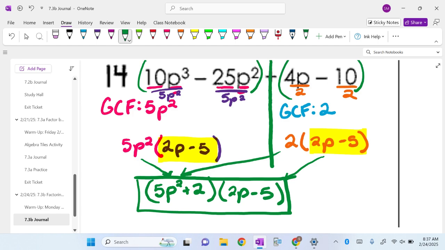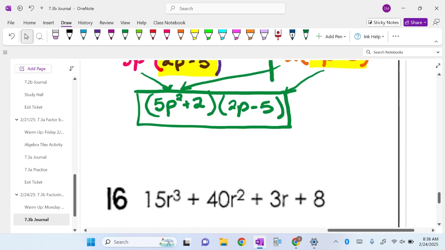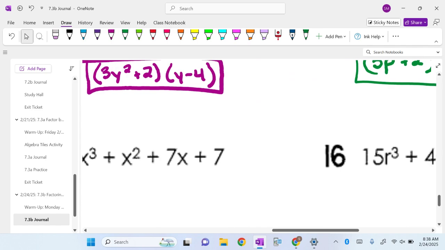Because essentially what factoring by grouping is that we're finding the binomial GCF, which in this case, the binomial GCF is what? 2p minus 5. They both have that in common. So it's almost like we're factoring out a binomial GCF. That's what factoring by grouping can be thought of as. All right. Any questions on number 14? Now, you need to get pretty decent at grouping because when we get to factoring trinomials, you will see it again. So if you have questions on it now, please ask.